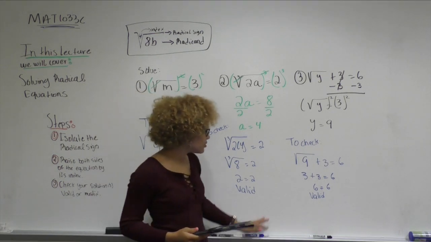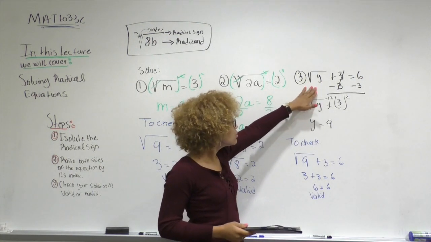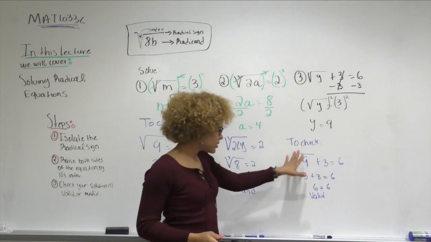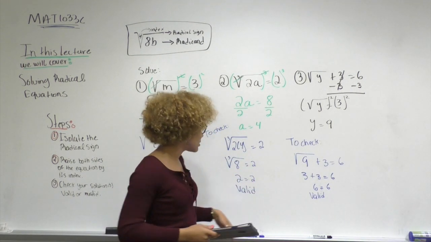Some of the times you don't have to actually write down the check. Like if you could just do it in your head, say square root of 9 is 3, plus 3 is 6. You already know that. But I want to make sure I show you all the steps. That way we understand it. If you have any questions, you can always ask me.